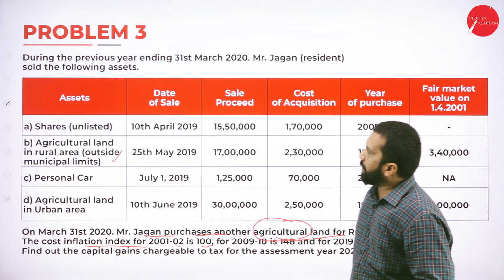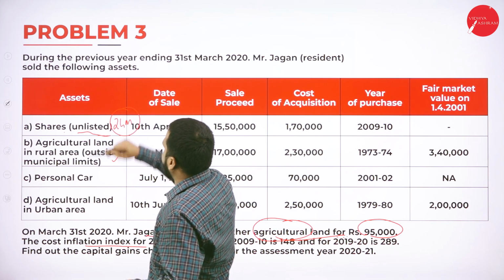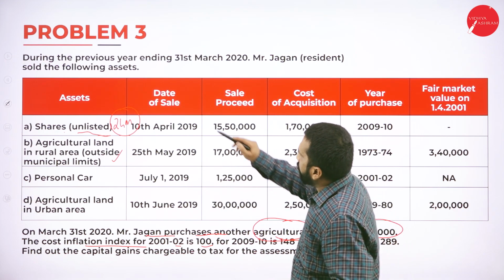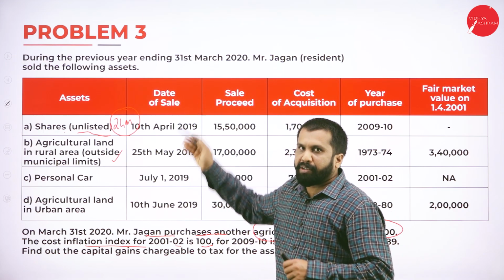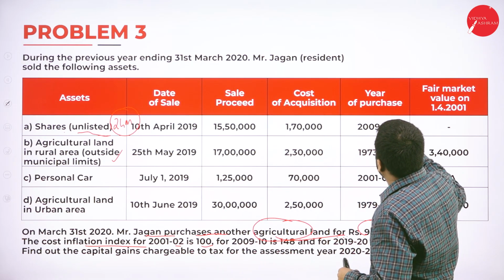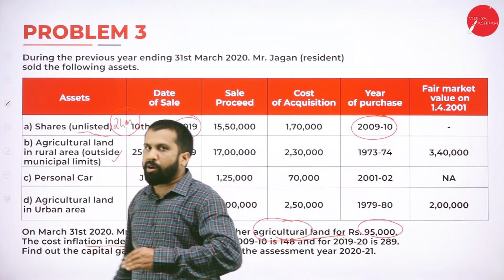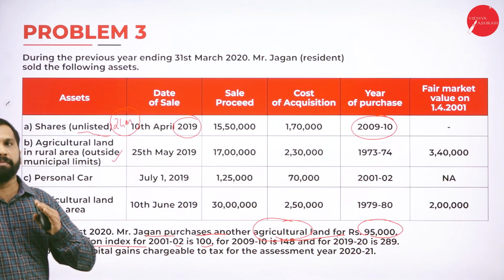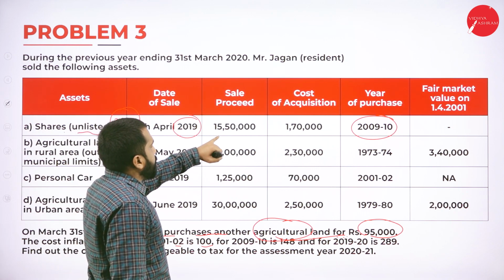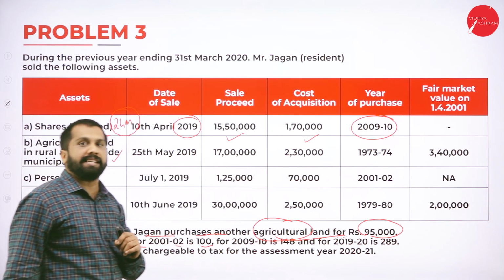Now, we'll go one by one. Unlisted, remember, 24 months. If it is listed shares, 12 months. Date of sale will come later. We don't want the date of sale. We want the date of purchase. Now, date of purchase 2009-10, date of sale 2019. Long term or short term? Long term. And what is the price? Selling price 15,50,000. Purchase price is 1,70,000.